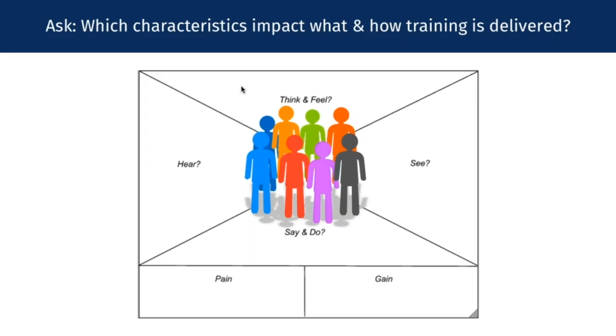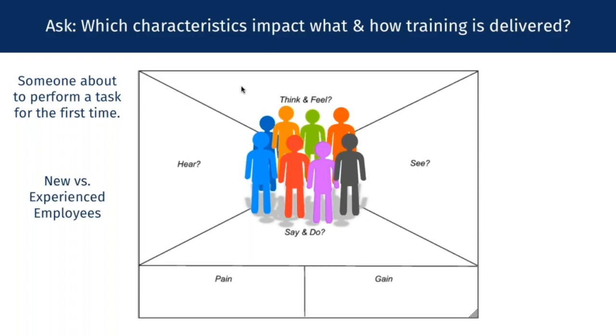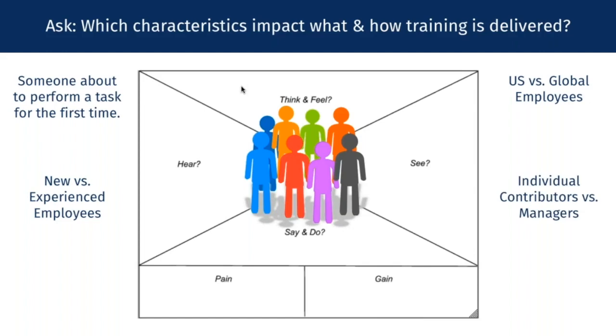So for example, let's say that you are creating all employee training for a process that everybody's going to be doing for the first time. You might be able to get away with doing one empathy map because all of your learners are starting something new for the first time that none of them have done before. It might come down to differentiation between new and experienced employees. Maybe it's regional. We see a lot of US versus global breakdowns, or the functional role, whether they're an individual contributor or a manager or in different functions.